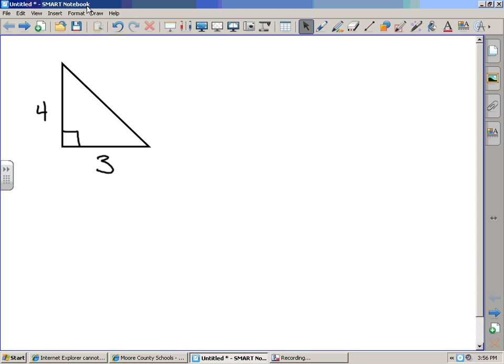Today we're going to do a problem that requires us to use the formula from the Pythagorean theorem. In this triangle, we are missing a side length. Since it is a right triangle, we can use the formula a squared plus b squared equals c squared to solve for c. So I want you to start by writing out the formula a squared plus b squared equals c squared.